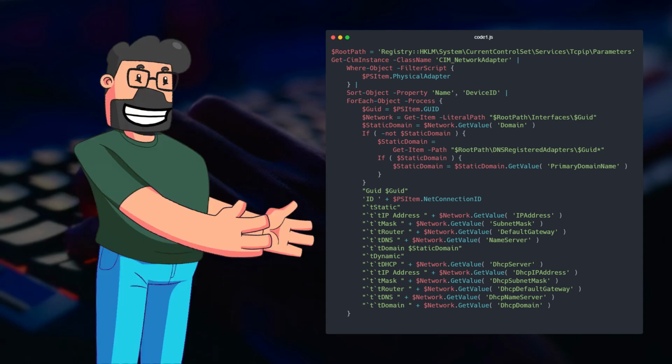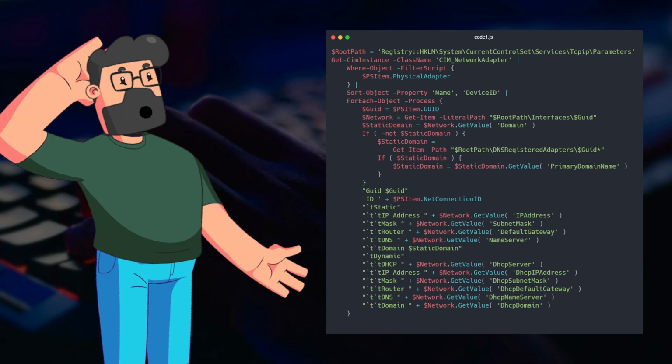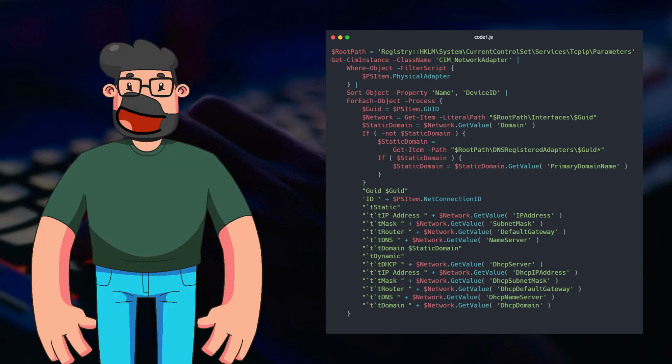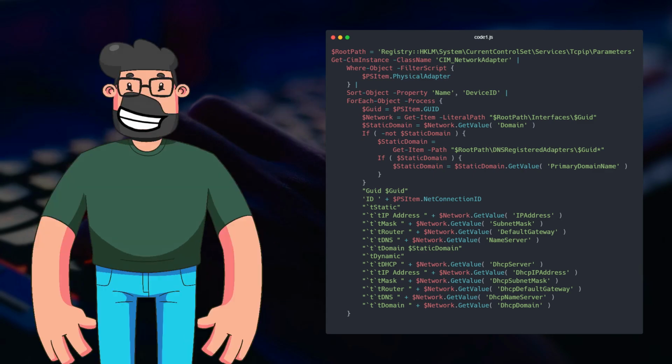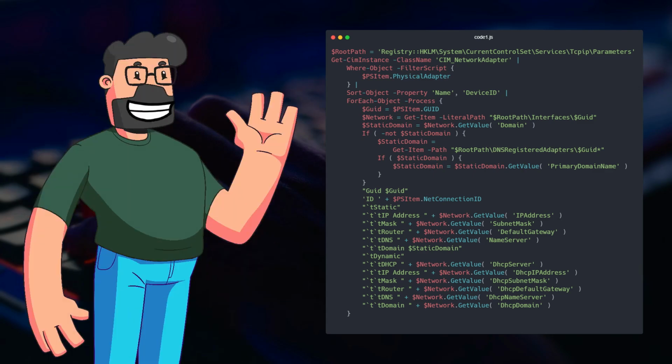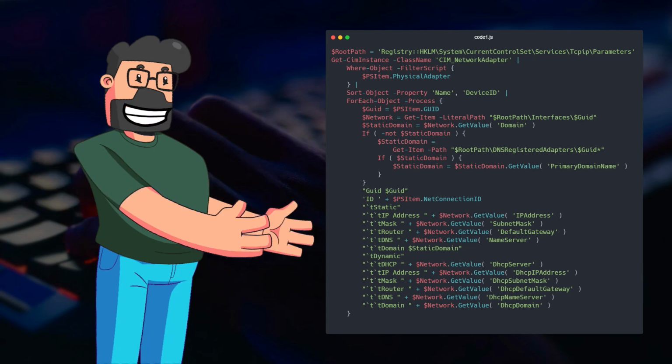The key lies in a nifty PowerShell snippet that extracts valuable network adapter information. By navigating through the registry and leveraging the CIM_network adapter class, we can uncover details like IP addresses, subnet masks, gateways, and, most importantly, DNS servers. This script takes us on a journey through the network configuration, shedding light on both static and dynamic DNS settings. The magic unfolds as we unveil the DNS origin step by step.